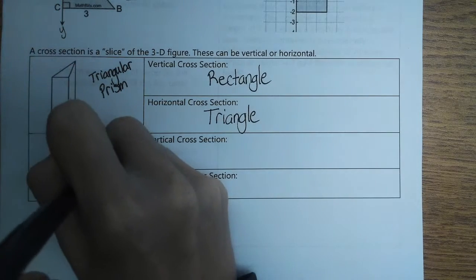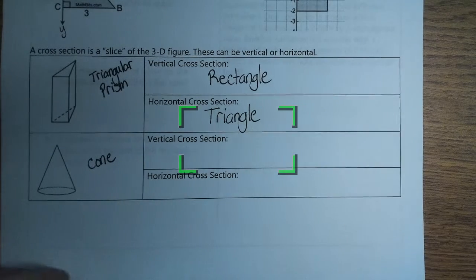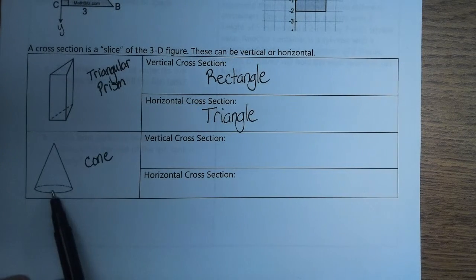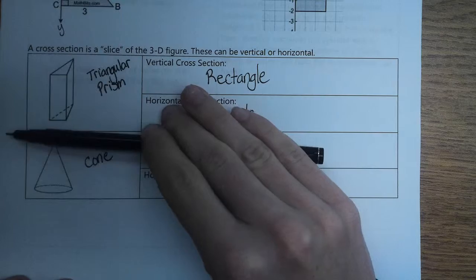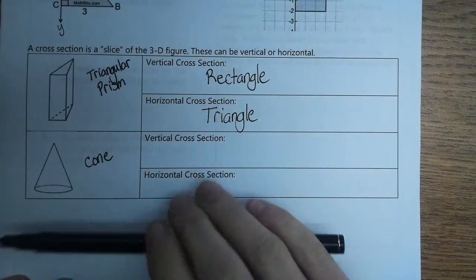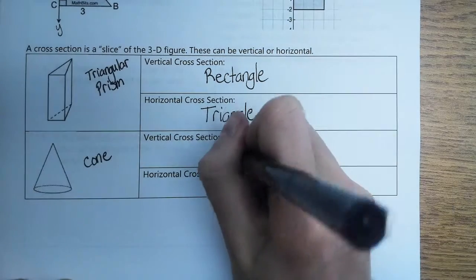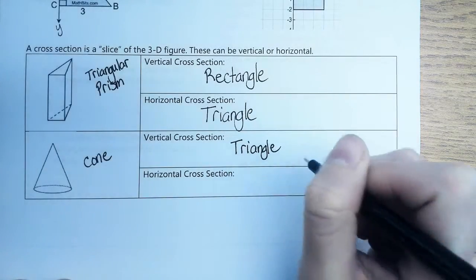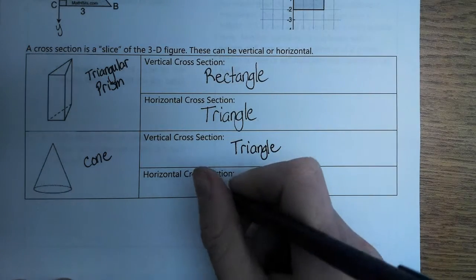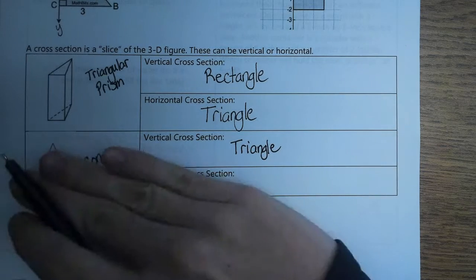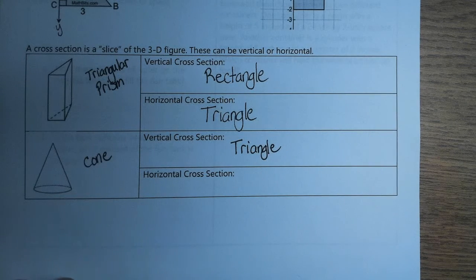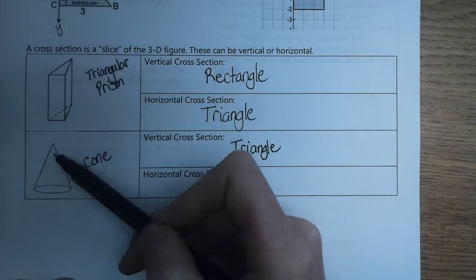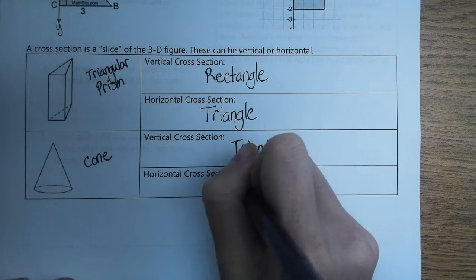And this is a cone. Vertically, here, when I slice it from the tip top down to the bottom, I'm going to see a triangle when I just look at it straight on. Horizontally, when I slice straight across, left to right, if I slice just this little top off, I'm going to look down and I'll see a circle.